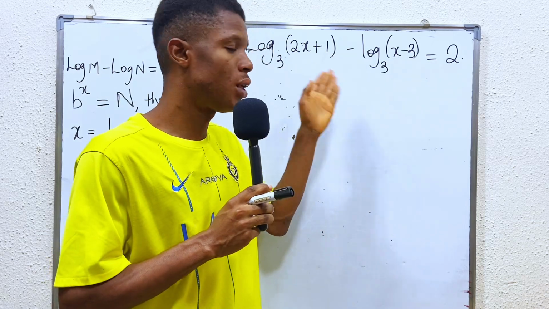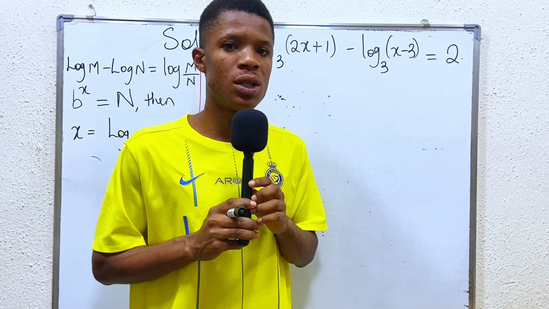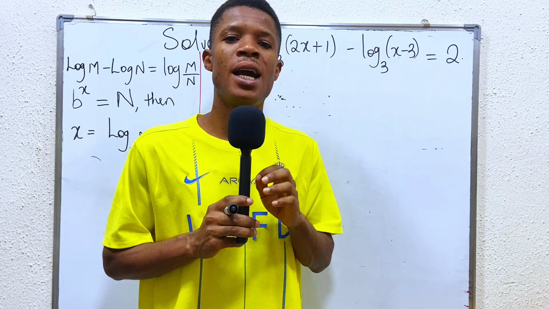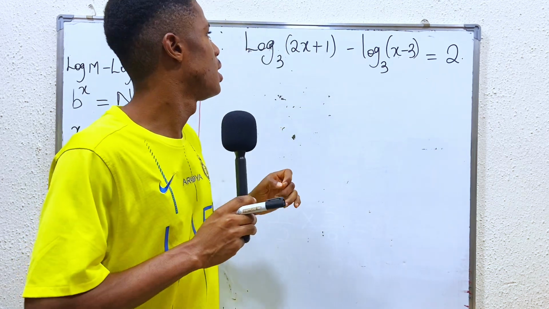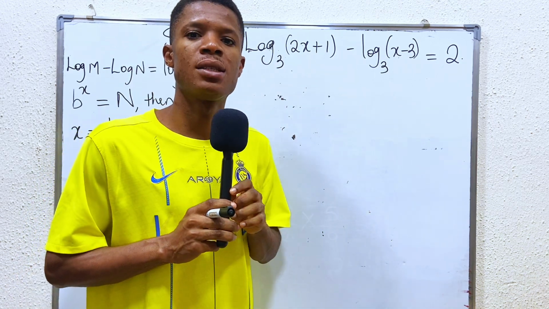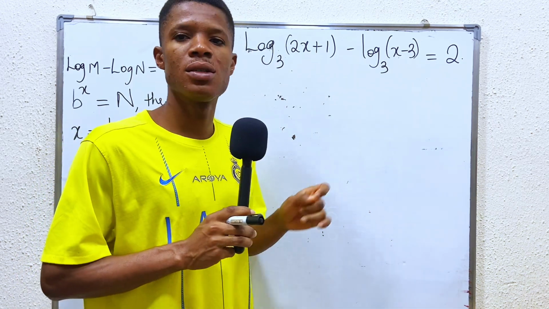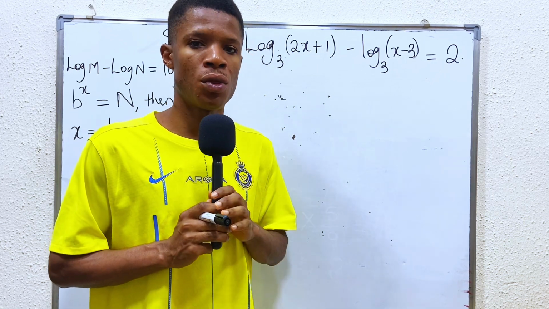If you can solve this logarithm problem correctly, you are amongst the 1% of the students that can get an A in their SAT exams. Let's look at the logarithm problem. Here we are told to solve log base 3 of (2x + 1) minus log base 3 of (x - 3) is equal to 3.